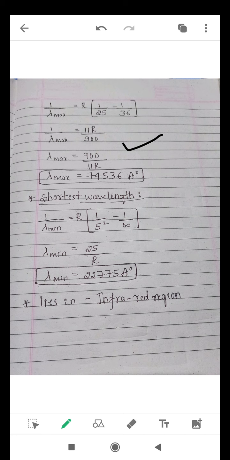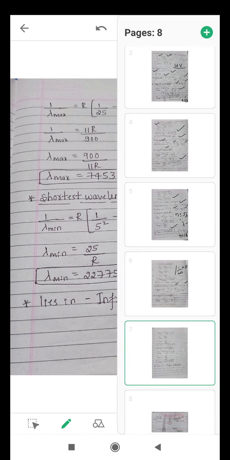So this is how we can determine wave number, longest wavelength, and also the shortest wavelength for the different spectral series. You can see the spectral series of hydrogen spectrum on an energy level diagram in this way. You can see in the slide, this is the energy level diagram for various spectral series of hydrogen.